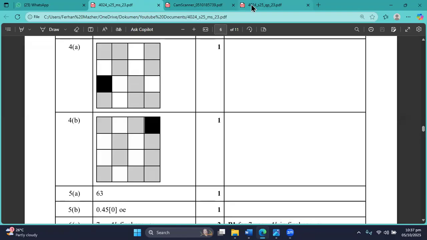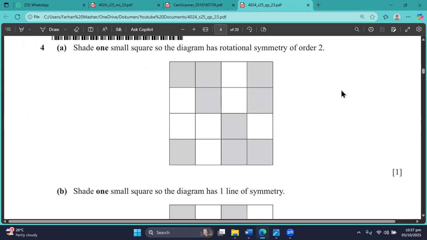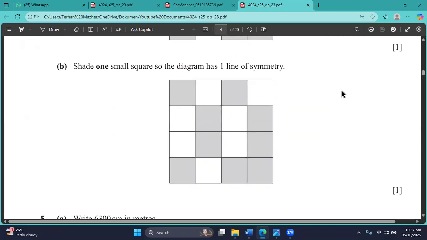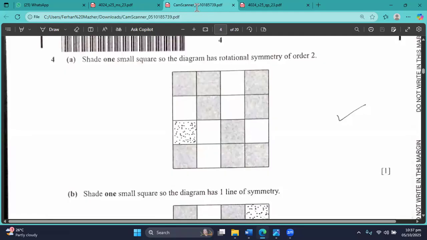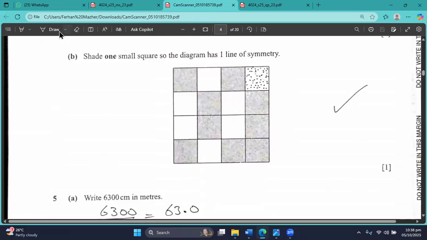Then we have question number 4, B part. It says shade one small square so that the diagram has a line of symmetry. So if this is the line of symmetry, shade this one. When you fold this figure along the line of symmetry, the colors will come on the colors and the whites will come on the whites. So shade this one. Let me show you. So this is the line of symmetry.